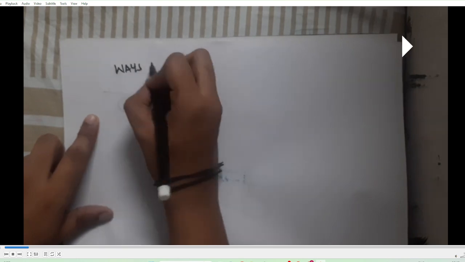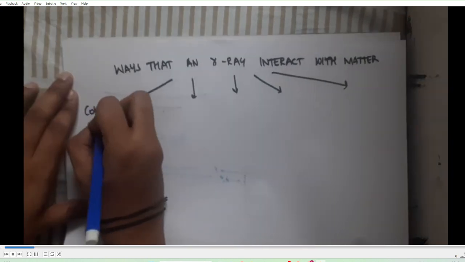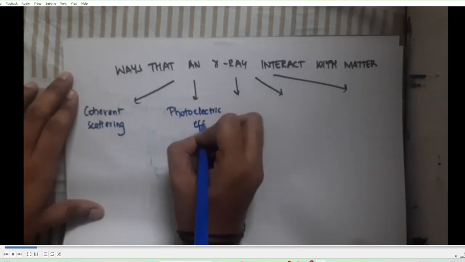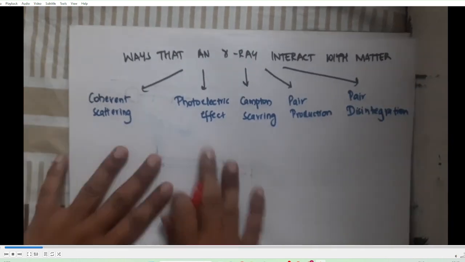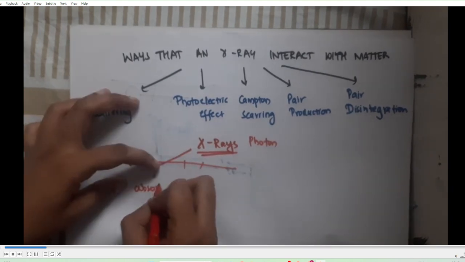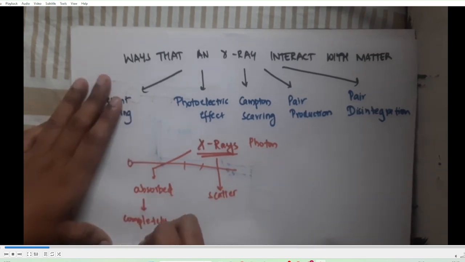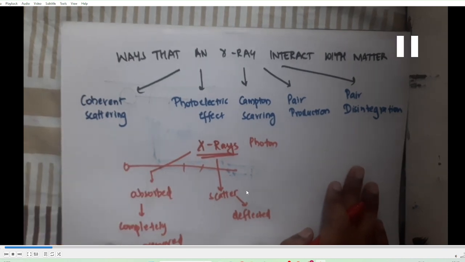There are five basic ways that an X-ray photon can interact with matter. They are coherent scattering, photoelectric effect, Compton scattering, pair production, and photodisintegration. As we discuss each of these interactions, we will see that at times X-ray photons may be absorbed and at other times they are scattered. When X-ray photons are absorbed, they are completely removed from the X-ray beam and they cease to exist. When X-ray photons are scattered, they are deflected in a random course and no longer carry any information.